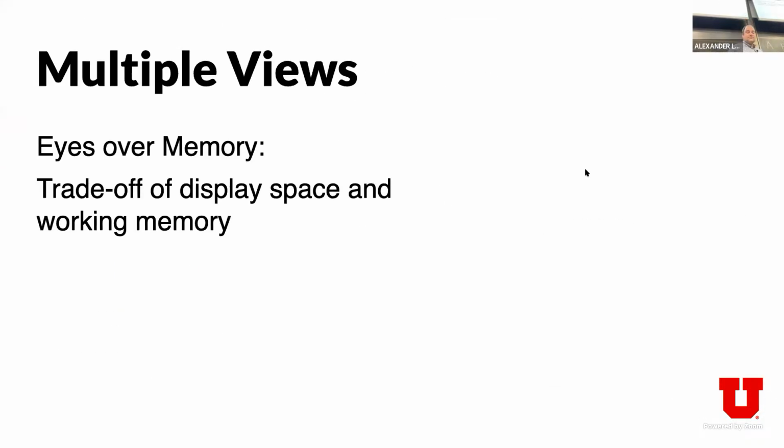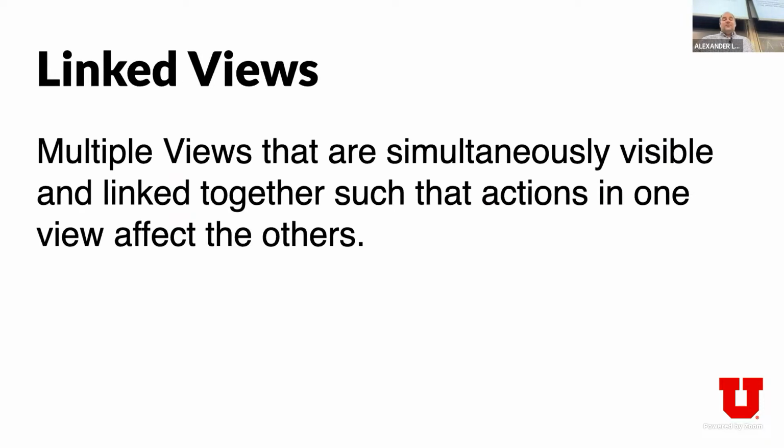Great. So, multiple views. Why do we want multiple views? Well, there is this eyes-over-memory principle, where it's sometimes easier for us to see multiple things next to each other than to memorize and switch to a different view. So if we have multiple views, we can see things at the same time in the same space, and then bring this information together mentally. And so we have this trade-off of display space and working memory.